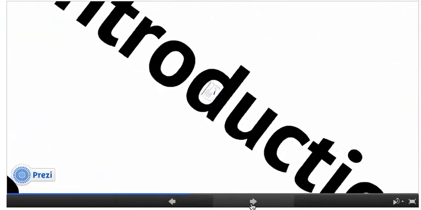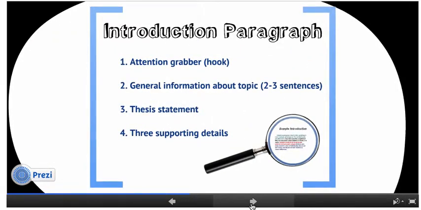So let's look at the introduction paragraph. Now, you're going to have your attention grabber, your hook. This is what will bring people in. You ask a question, you say a fact that people won't necessarily believe, but it's true. You provide general information about the topic, about 2 or 3 sentences. You set them up for what you're going to be writing about. And most importantly is your thesis statement. The whole theme of the essay will be based off that thesis statement. And then you'll have 3 supporting facts or details that will be your setup for your body paragraphs.